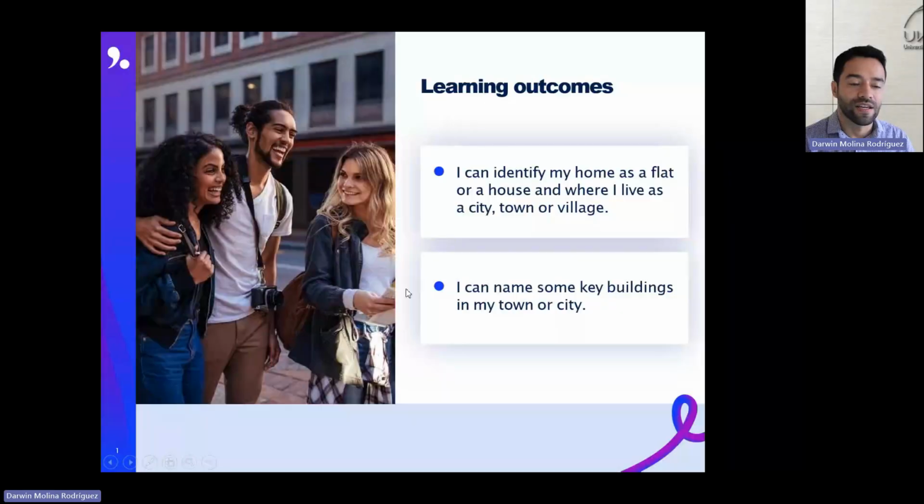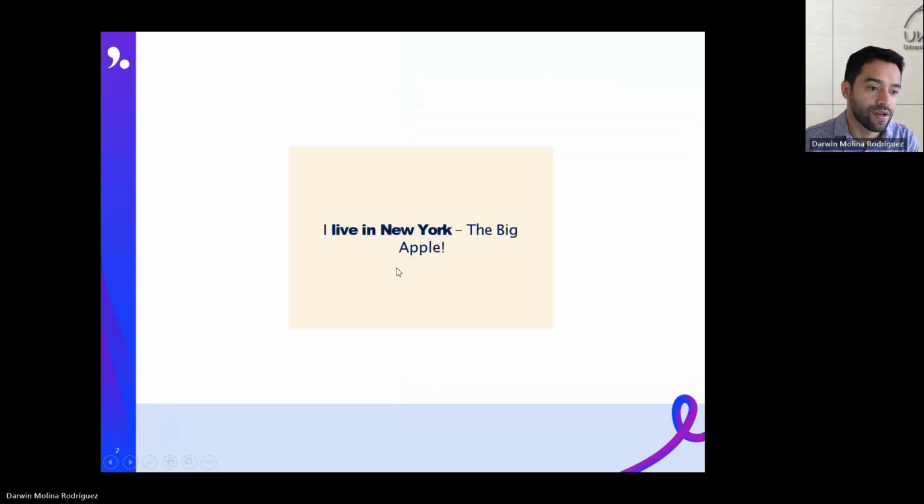This session, today we will practice a topic that is called my city and my town, right? And we have two objectives today. The first one is I can identify my home as a flat or a house and where I live as a city, town, or village. And the second objective is I can name some key buildings in my town or city.